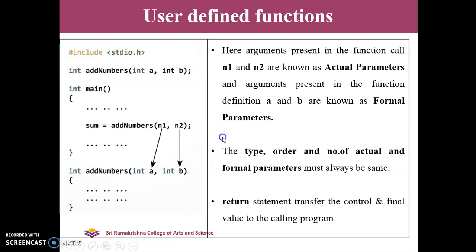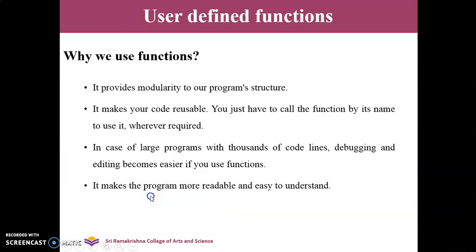There is one important restriction, an important condition: the type, order, and number of actual and formal parameters must always be the same. This is the one important condition in user-defined functions. So this is the user-defined function structure and its program flow.